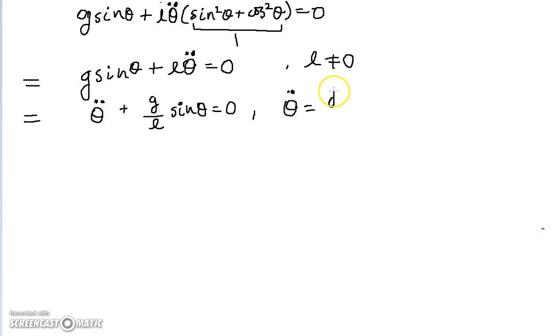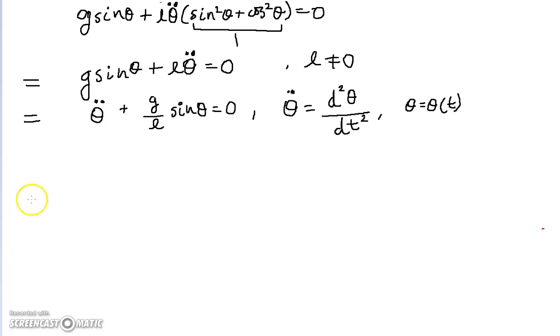And remember, theta double dot is just the second derivative of theta of t. Remember, theta is a function of t. It's not just a constant angle. Okay, so we have this really nice looking equation. Now, how do we go from here to the pendulum motion equation for small angles that you're taught in physics class?